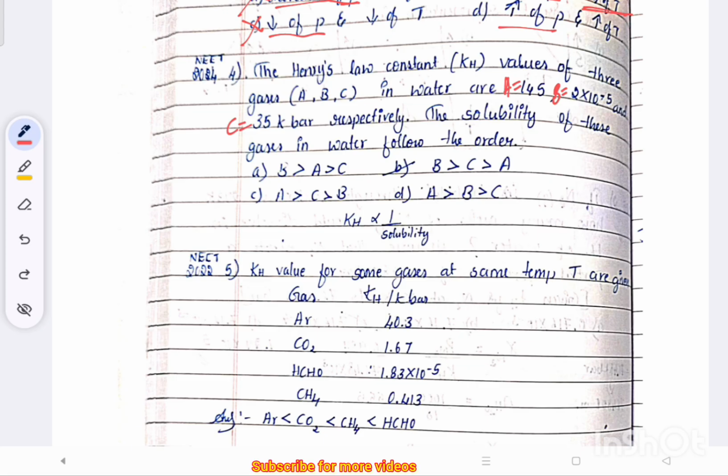We know solubility is inversely proportional to KH. Then, those which have less KH value have more solubility. In these 3, B has less. Okay, then C, then A. So B is greater than C, C is greater than A. Got it? Here only it is.